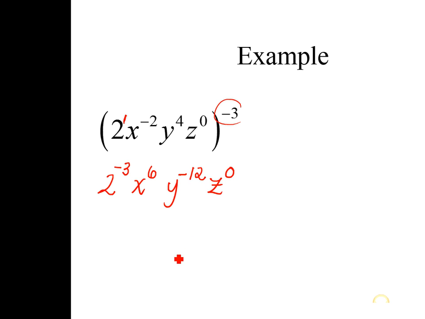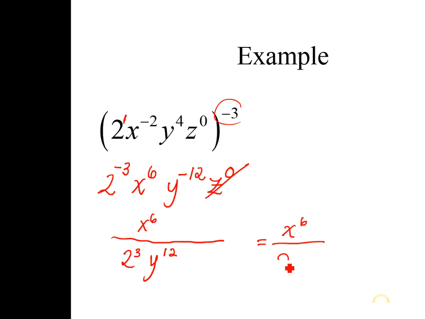Now, if we have negative exponents, then we will move them down below. So 2 to the negative third goes in the bottom, and it becomes a positive 3. x to the 6 stays on top, y to the negative 12 goes on the bottom, and z to the 0, guess what? That makes a 1. So anything to the 0 power is 1. So then the answer to this problem would be x to the 6 over 8 y to the 12th, because 2 to the 3rd would be 8.